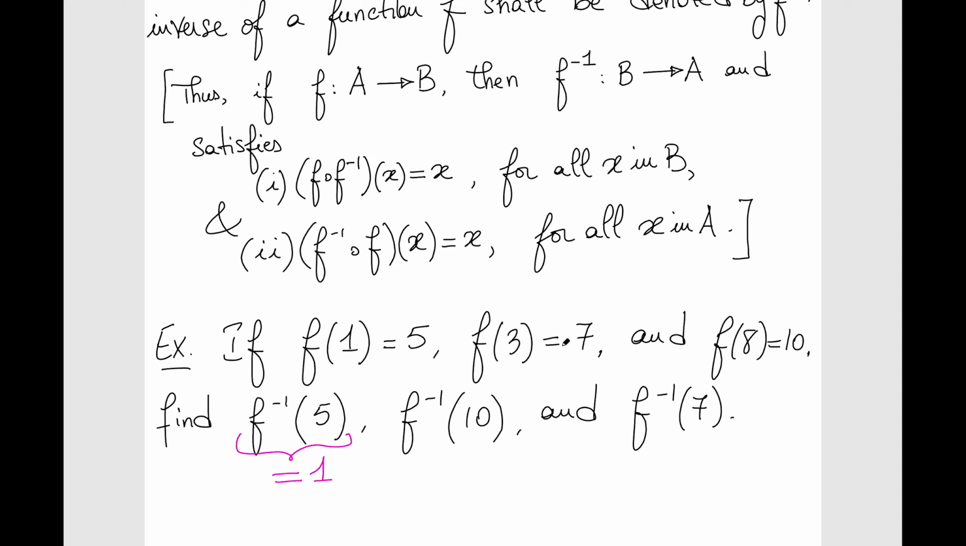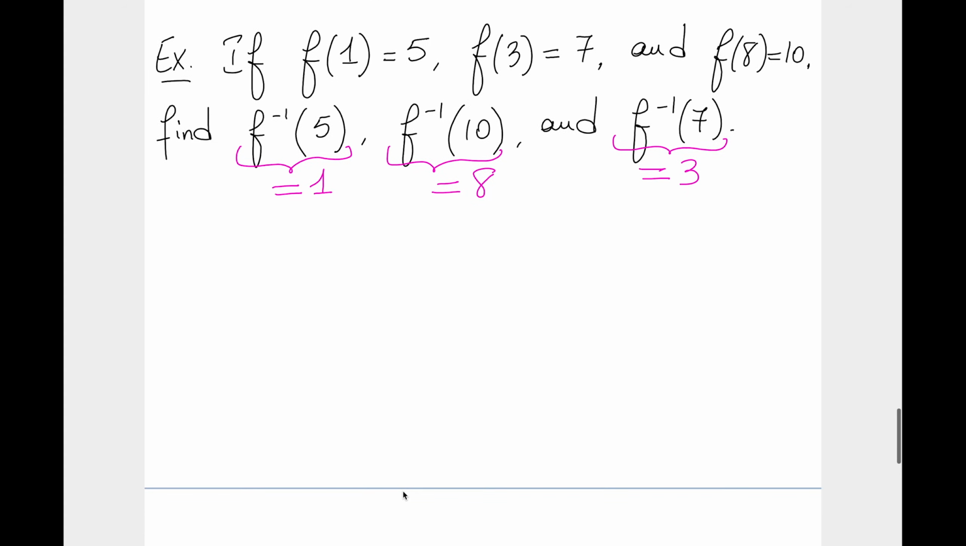And similarly for the rest, f of 3 is 7, so f sends 3 to 7, f inverse is gonna send back 7 to 3. So f inverse of 7 is simply 3. And lastly, f inverse of 10 is 8 because f of 8 is equal to 10. So f inverse is gonna reverse that process, and it's gonna give me 8 as an output if I plug in 10 in the inverse function. Okay, here's another example.